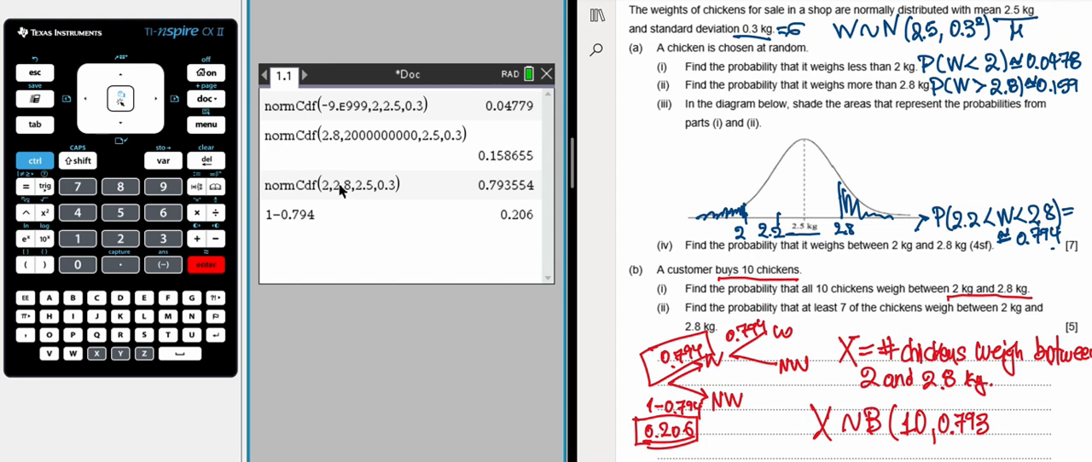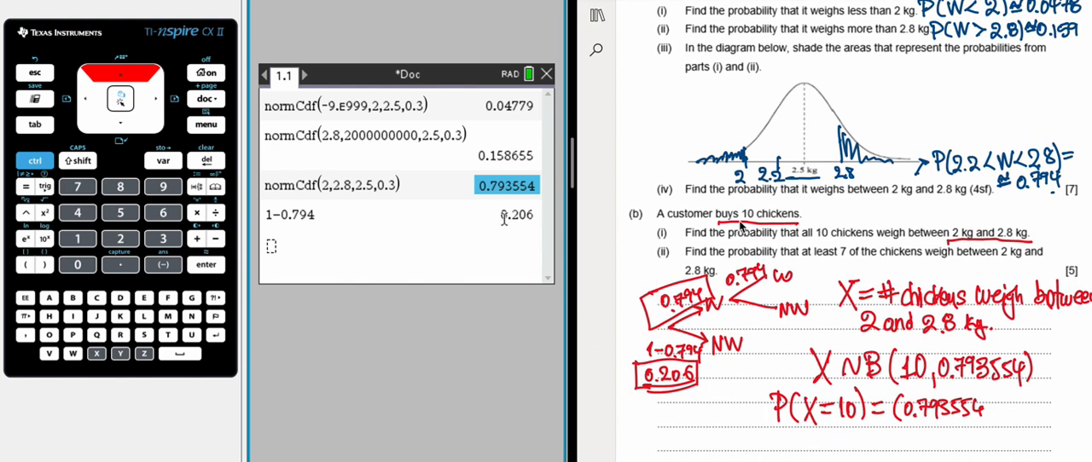We could have used 0.794, but we're not going to use that number because it has been rounded. We'll use what the calculator gave us, 0.793554, which is going to be much more accurate. Then I want to find the probability that all 10 of them weigh between 2 and 2.8, so that will be 0.793554 to the power of 10.